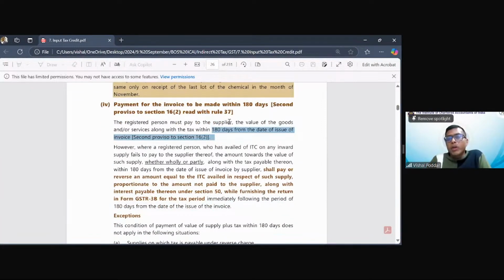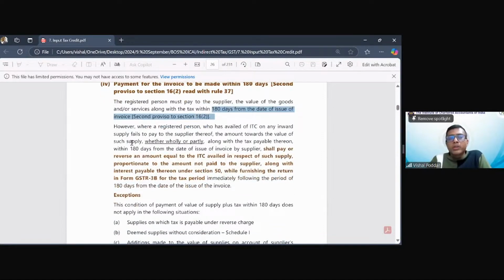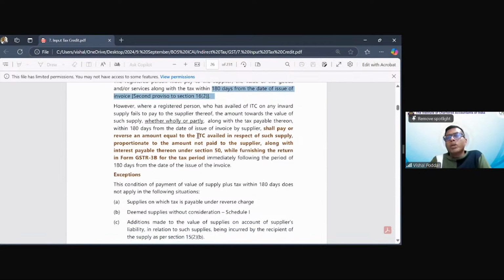Now, again, you have a rule 37 which says what? Where the registered person who has availed ITC on inward supply fails to pay to the supplier the amount towards the value of such supply, whether wholly or partly, along with the tax payable thereon within 180 days from the date of issue of invoice, shall pay or reverse an amount equal to ITC availed in respect of such supply, proportionate to the amount not paid to the supplier.